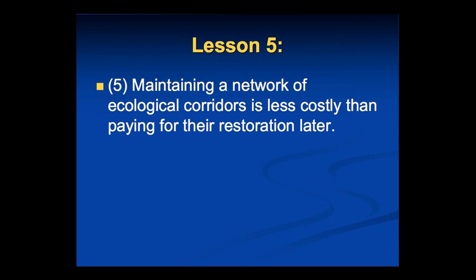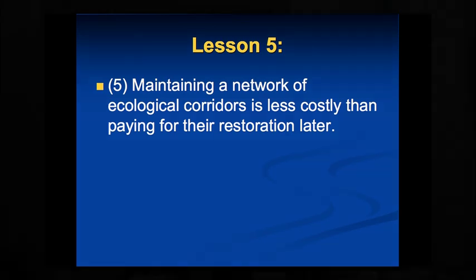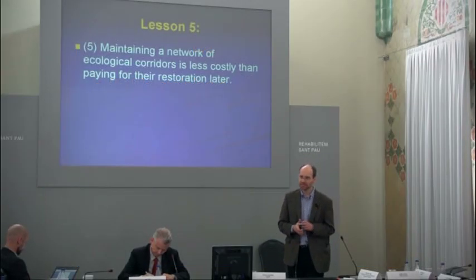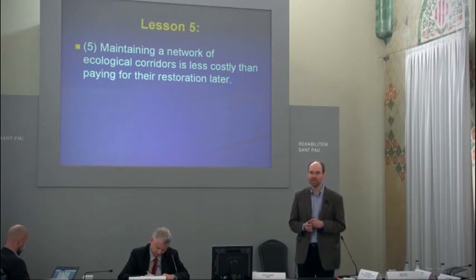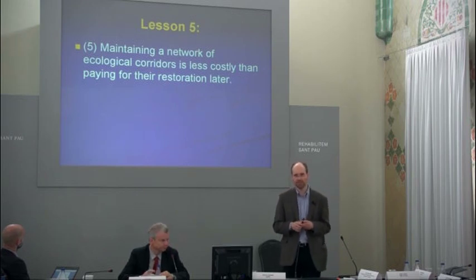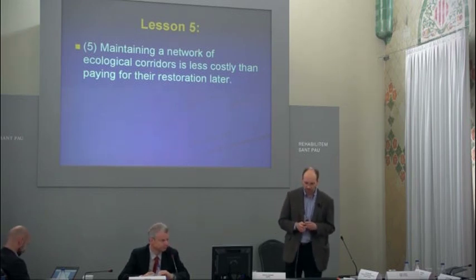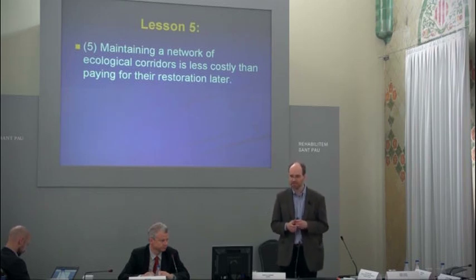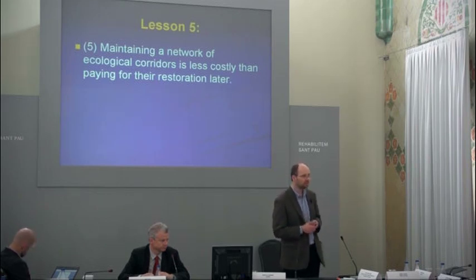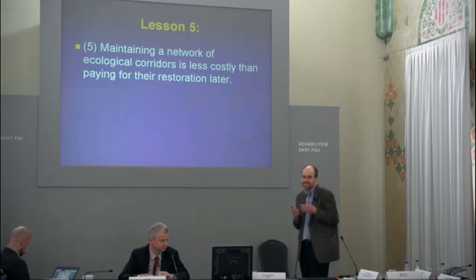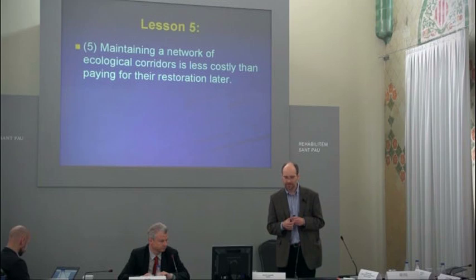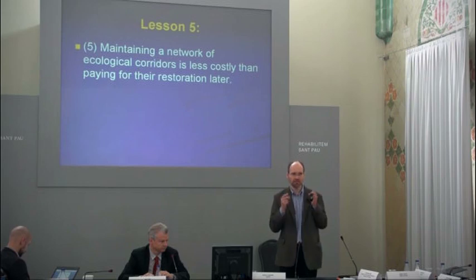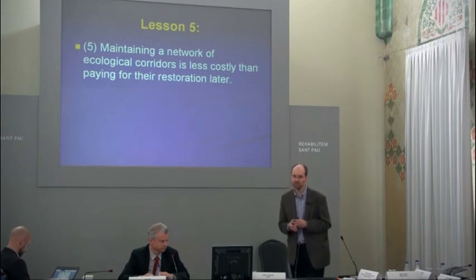Lesson 5. Maintaining a network of ecological corridors is less costly than paying for their restoration later. There are 2 striking examples, Switzerland and the Netherlands, where they are still in the process of putting millions and millions of Swiss francs and euros into the restoration of their network of ecological corridors. For countries where there still is not yet as much sprawl and fragmentation by roads, this is an opportunity to protect these corridors right from the beginning instead of having to put so much money into the restoration.